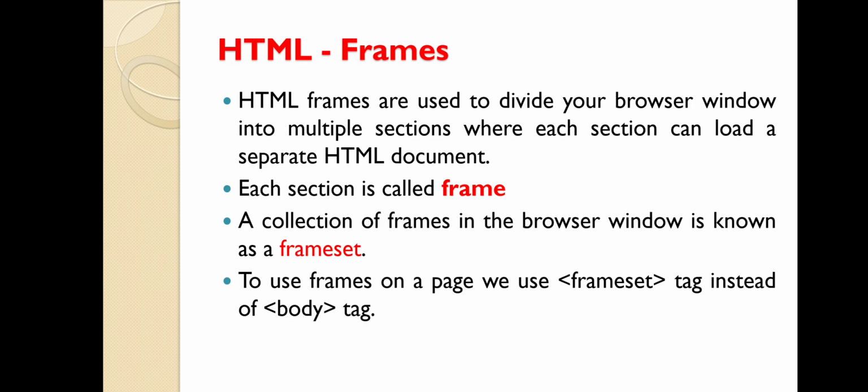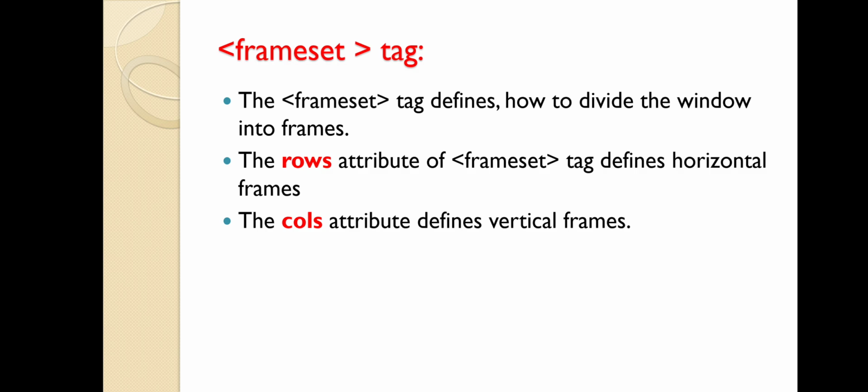First, the web page can be divided into multiple regions by using the frameset tag. To use frames on a page, we use the frameset tag instead of the body tag. The frameset tag is only used to divide the web page. The frameset tag has two attributes, either rows or columns. The web page can be divided row wise, column wise, or both, rows into columns. So it has two attributes, rows and columns.